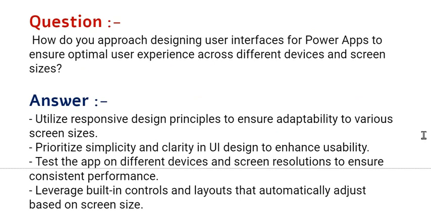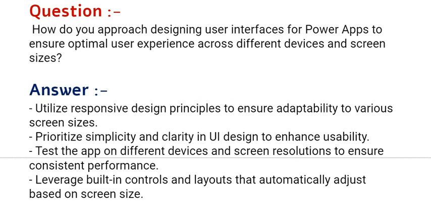Our question is, how do you approach designing user interface for Power Apps to ensure optimal user experiences across different devices and screen sizes? Your answer should be, utilize responsive design principles to ensure adaptability to various screen sizes. Prioritize simplicity and clarity in UI design to enhance usability. Test the app on different devices and screen resolutions to ensure consistent performance. Leverage built-in controls and layouts that automatically adjust based on screen size.